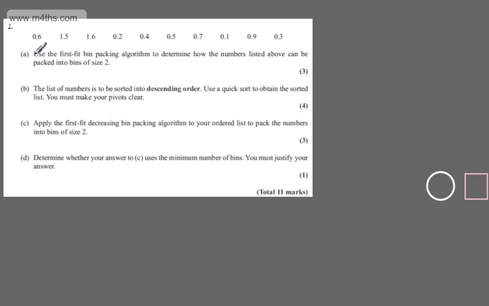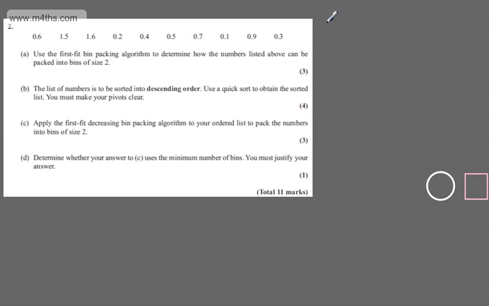This is question number 2. In part A, for 3 marks, it says use the first fit bin packing algorithm to determine how the numbers listed above can be packed into bins of size 2. It's got 0.6, 1.5, 1.6, 0.2, 0.4, 0.5, 0.7, 0.1, 0.9 and 0.3. So we're trying to fit these into bins of size 2.